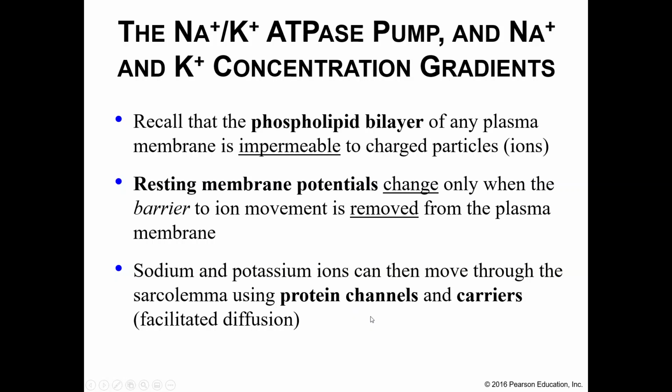Now, how are we going to use our potential energy? How are we going to turn it into kinetic energy? We said it was going to be with the movement of the ions. Well, those ions, those charged particles, cannot just move through the plasma membrane by simple diffusion. We're going to need protein channels and protein carriers. We're going to have to do facilitated diffusion.